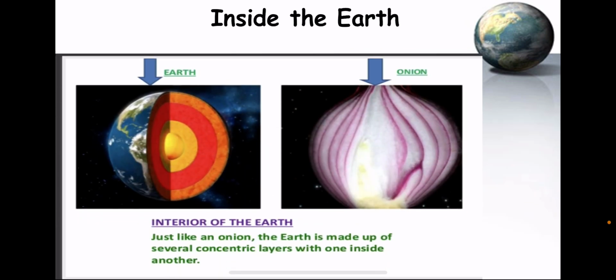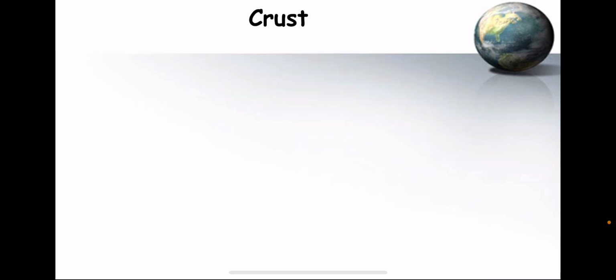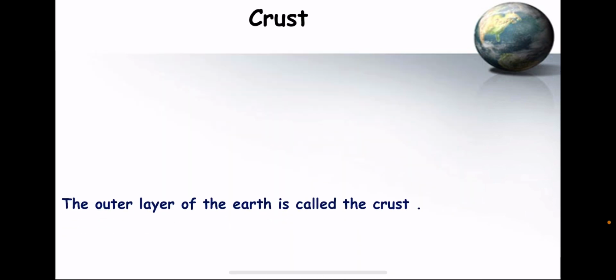First of all, have you ever seen what an onion looks like when you cut it? When you peel off the onion, there are layers inside, one layer, 2 layers, 3 layers. So the interior of the earth is just like an onion. The earth is made up of several concentric layers, one inside another. Same like the onion has layers inside, and you can see the middle part is white and thick. Same, the earth has different layers inside. First of all, we will read about the crust.